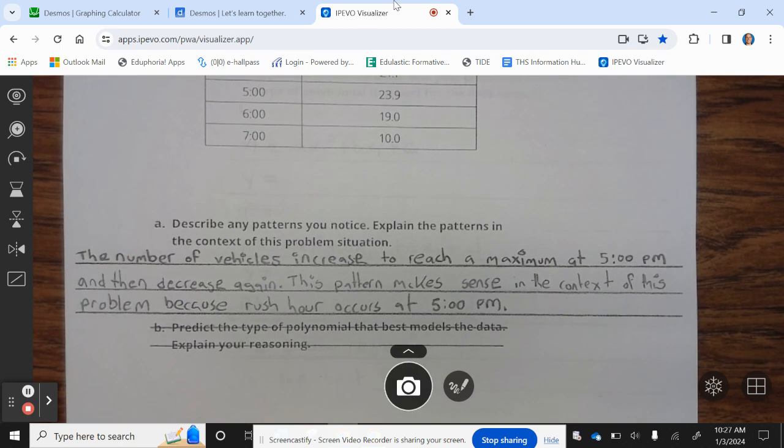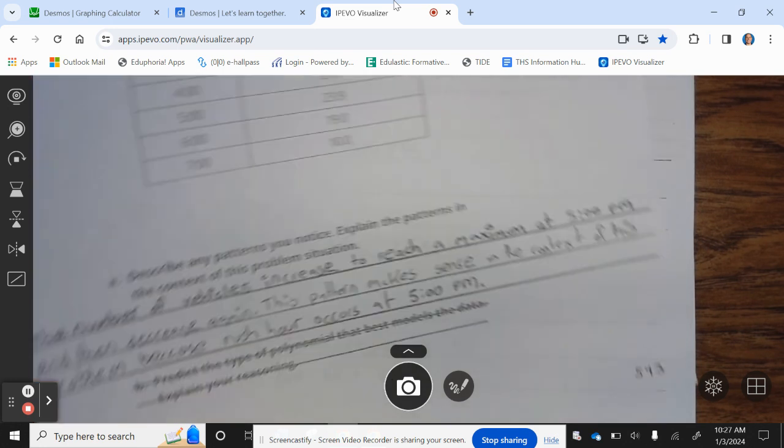1A. Describe any patterns you notice. Explain the patterns in the context of this problem situation. The number of vehicles increased to reach a maximum at 5 p.m. and then decreased again. This pattern makes sense in the context of this problem because rush hour occurs at 5 p.m. Well, let's take a look at the next page.